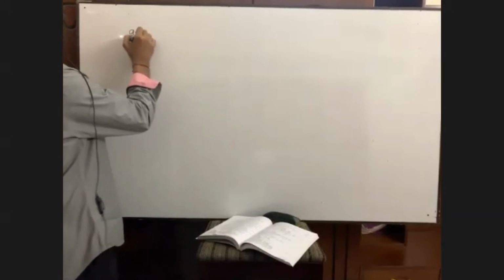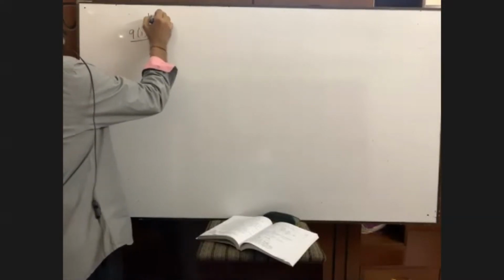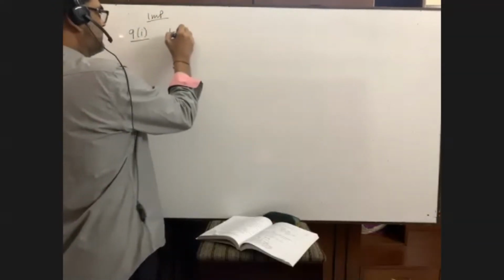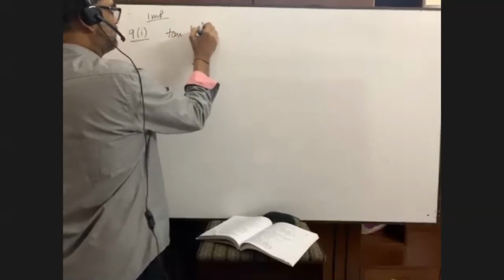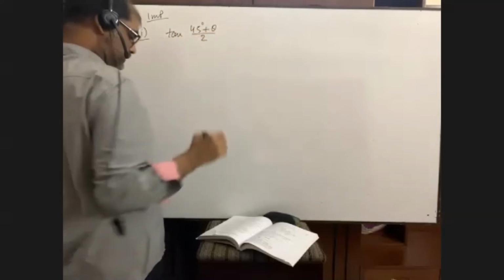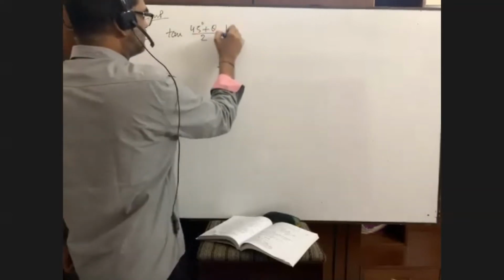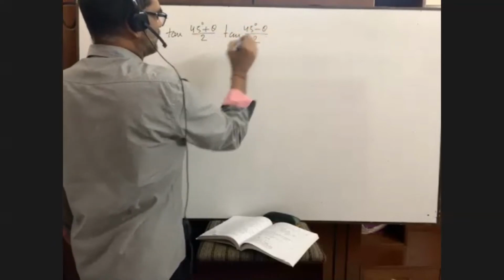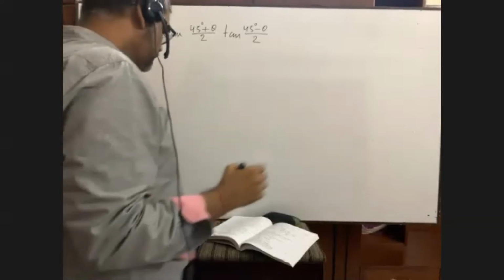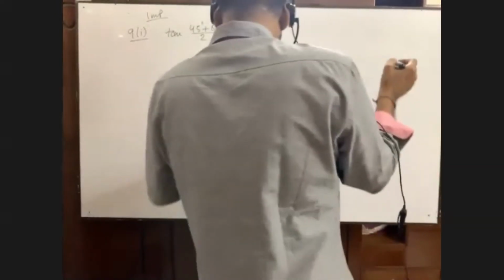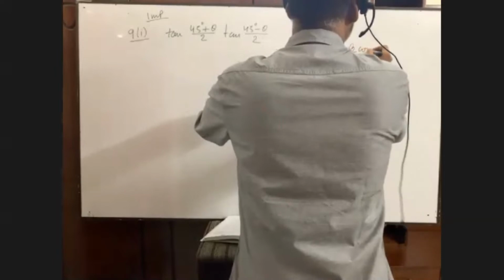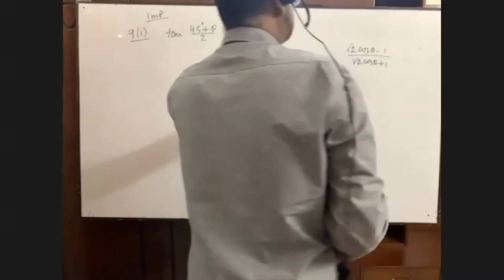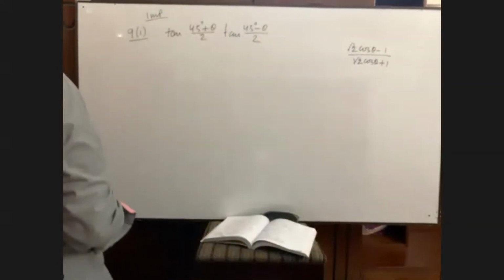We will do the most important math, 9 of 1, the most important. Okay, write down tan 45 degree plus theta, tan 45 degree plus theta by 2, then tan 45 degree theta. This is the left hand side. Your right hand side is, I am writing here, root 2 cos theta minus 1 by root 2 cos theta plus 1. This is the right hand side. Can you do it, please?